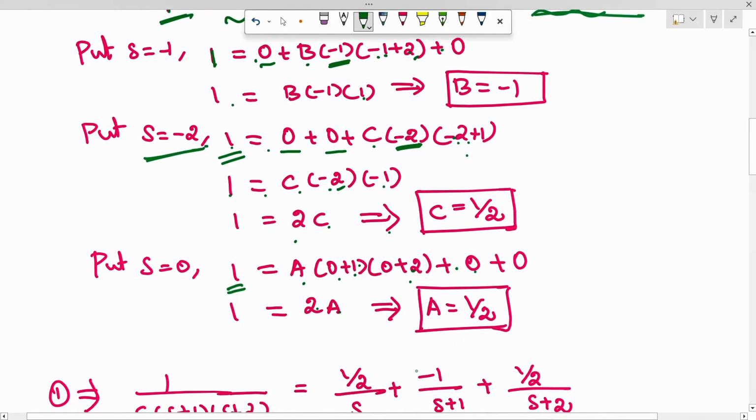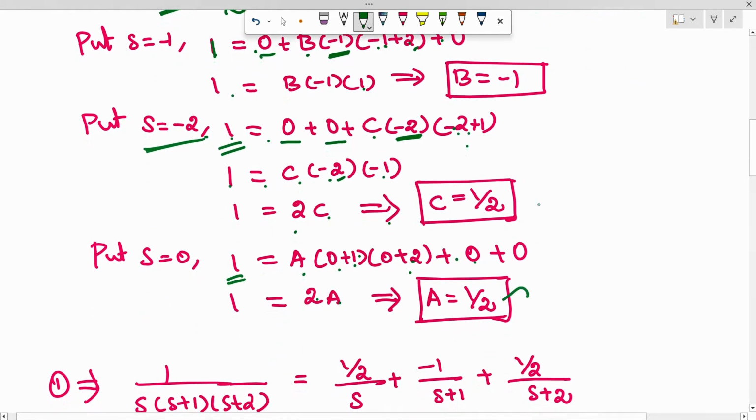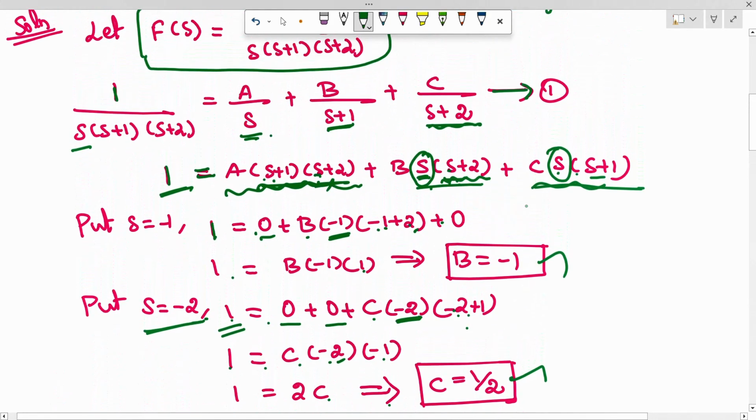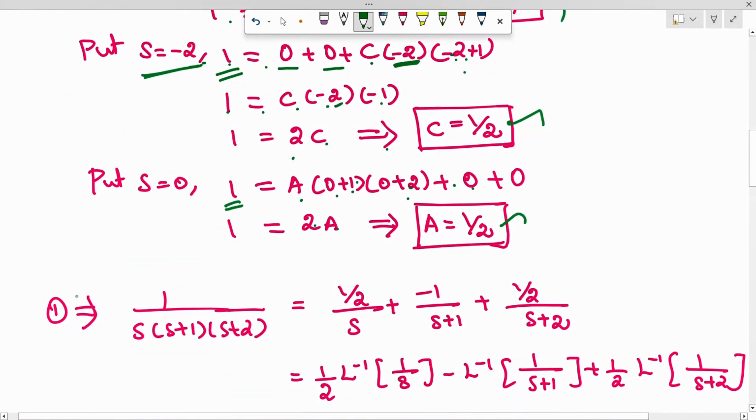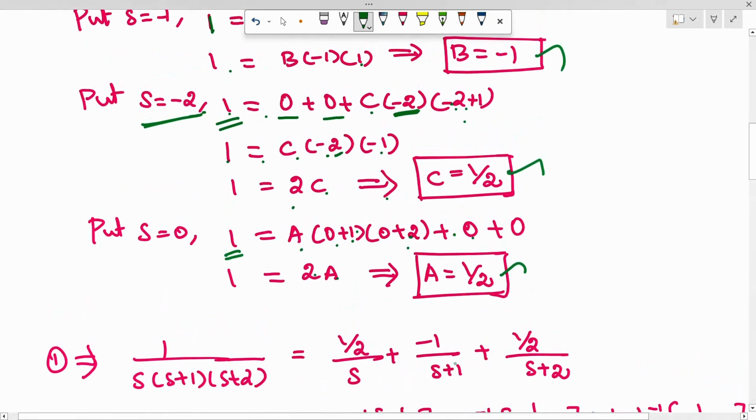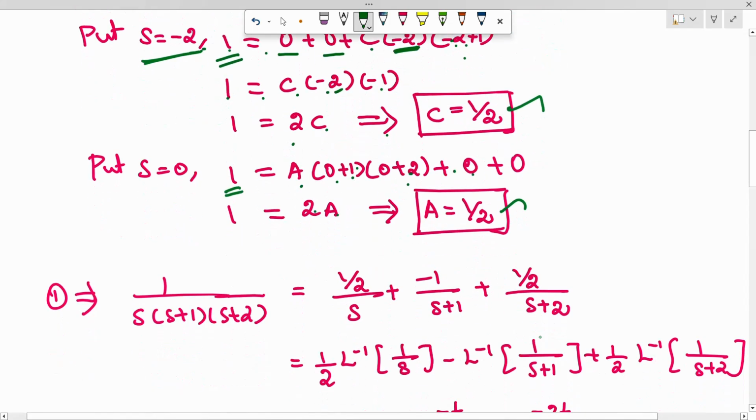Now, substitute all three values, a, b and c, in equation 1. So equation 1 becomes 1 by s into s plus 1 into s plus 2 equal to a by s. What is a? a is 1 by 2. So 1 by 2 divided by s, plus b by s plus 1. What is b? b is minus 1. Minus 1 by s plus 1, plus c by s plus 2. What is c? c is 1 by 2.